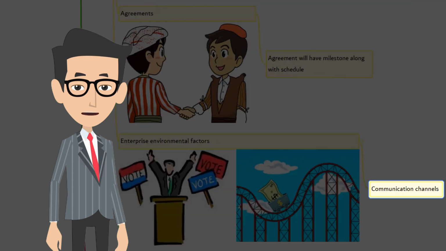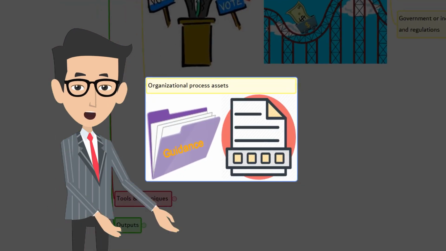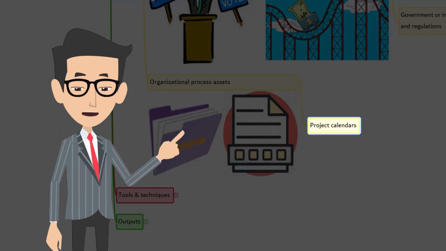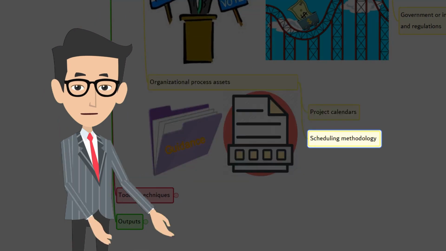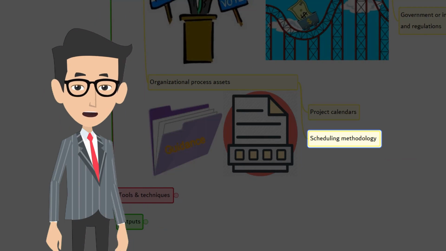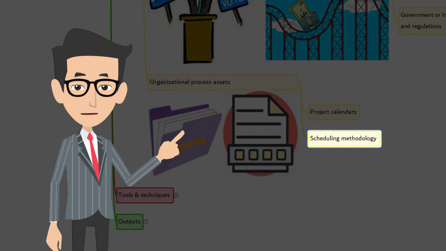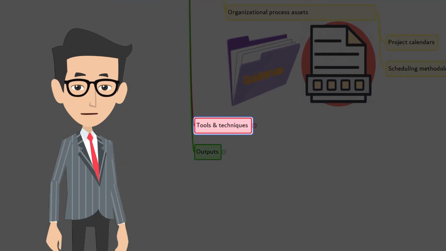Let's look at the elements of enterprise environmental factors that are used as inputs. First, communication channels. Government or industry standards such as regulations, product standards, and codes of conduct. The last input for this process, develop schedule, is organizational process assets. Project calendars and scheduling methodology, containing policies governing schedule model development and maintenance, are the two key elements that are used from organizational process assets. Let's look at the tools and techniques.